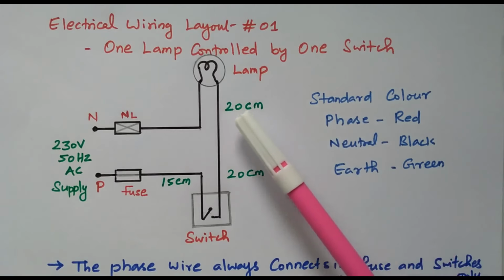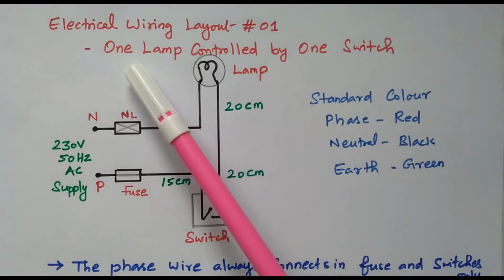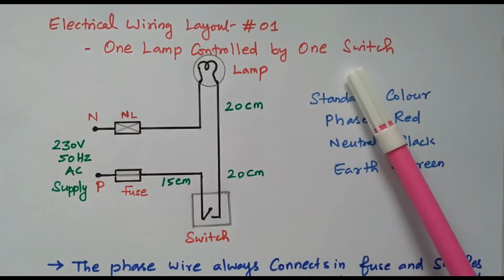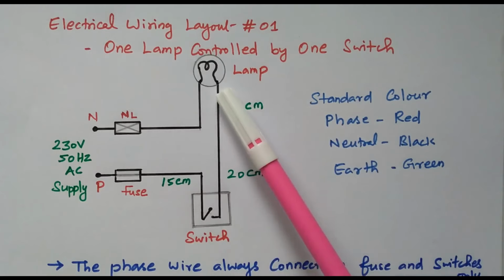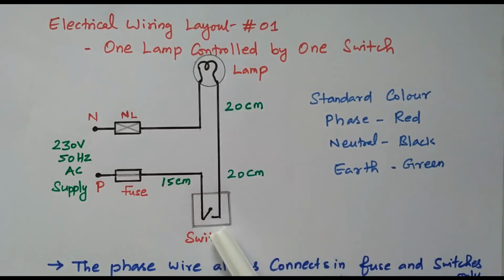Now we'll go to the topic. So we need to control one lamp by using one switch. This is the lamp, and this is the switch. We have a 230 volt, 50 Hz AC supply available.